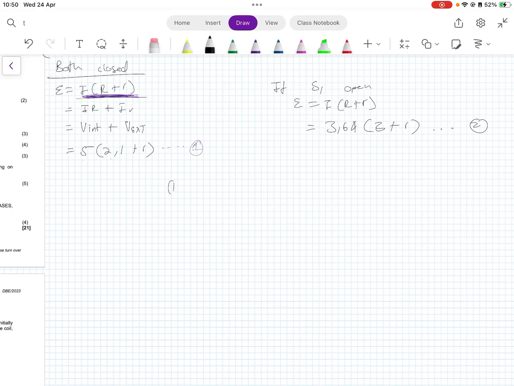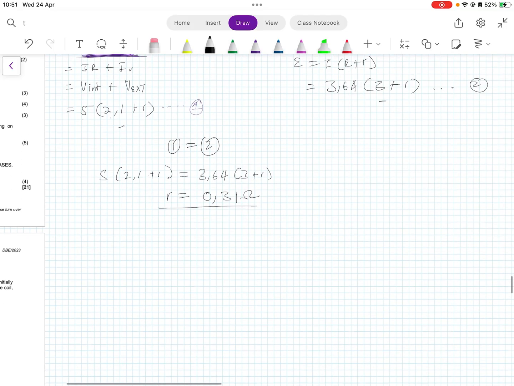Now we equate equation 1 to equation 2, because the EMF for the entire circuit and the smaller circuit are the same. Since 1 is equal to 2, we have 5 into (2.1 + R) is equal to 3.64 into (3 + R). Our algebra tells us then that R is equal to 0.31 ohms. And then we can take this R and substitute it into either equation 2 or equation 1.